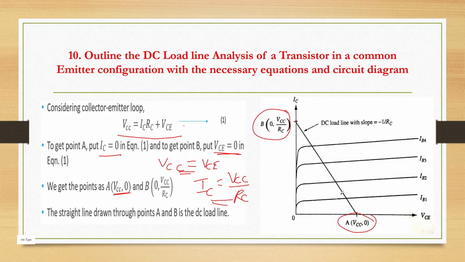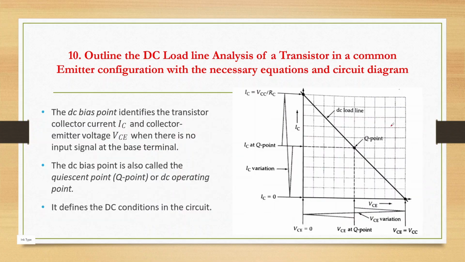So we have to mark point A and point B on the output characteristics. Then we draw this line, and we name it the DC load line, by taking the conditions: IC is 0 to get point A, and VCE is 0 to get point B. So this is nothing but the DC load line with the slope minus 1 by RC. We got the DC load line.